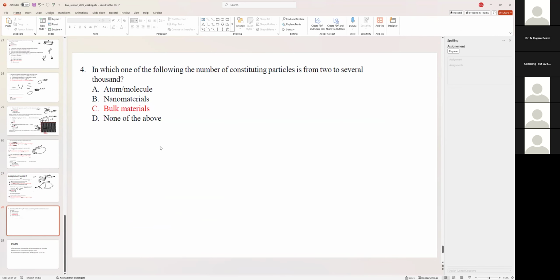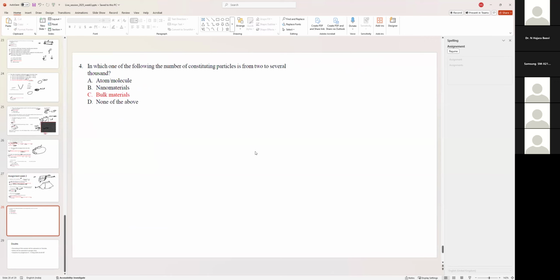In which one of the following is the number of constituting particles from 2 to several thousand? Bulk nanomaterial. Atoms or molecules are individual entities. Nanomaterials, a single nanoparticle, is a single nanoparticle made up of maybe hundreds or a few atoms.